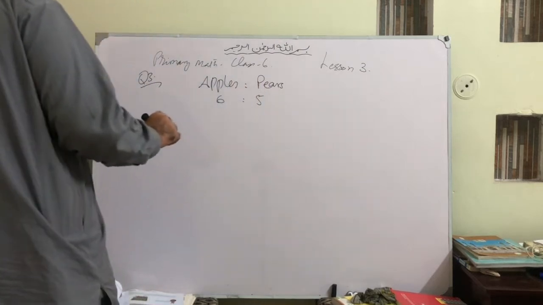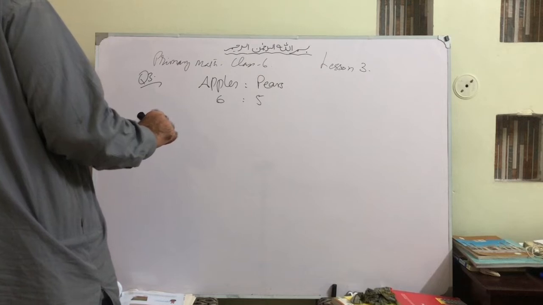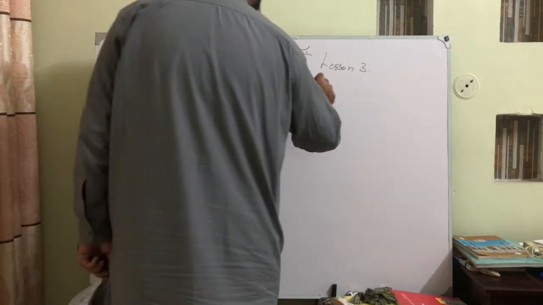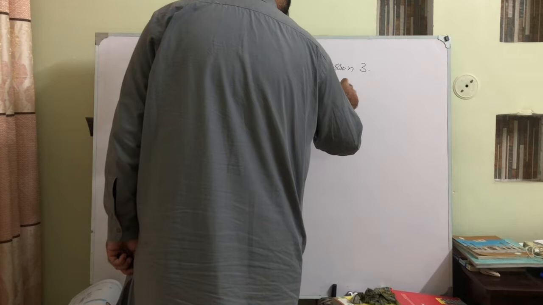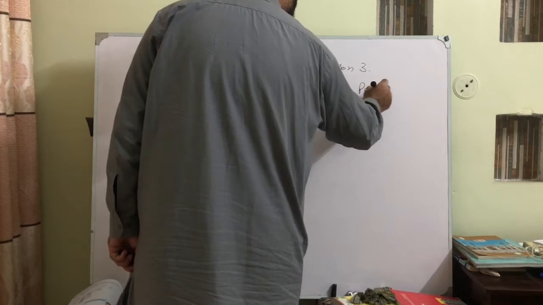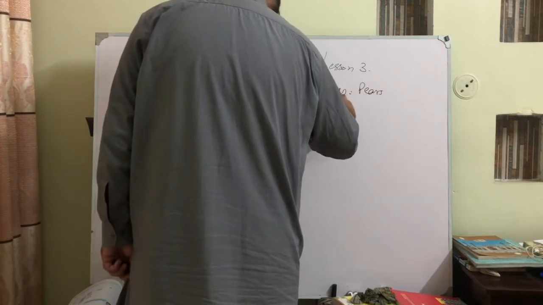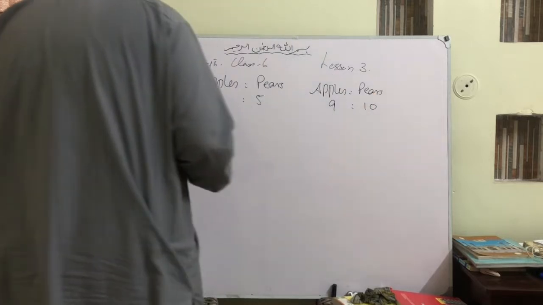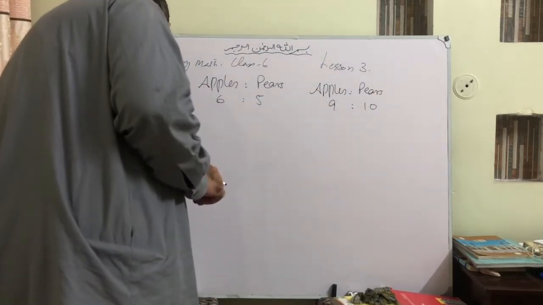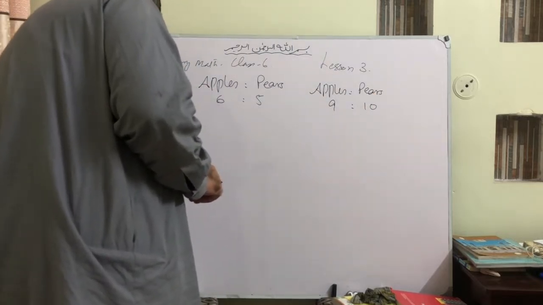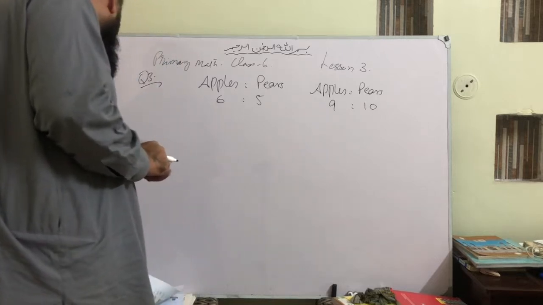6:5. After 30 apples were sold, the new ratio of the number of apples to the number of pears became 9:10. Okay. How many pears were there at the stall?